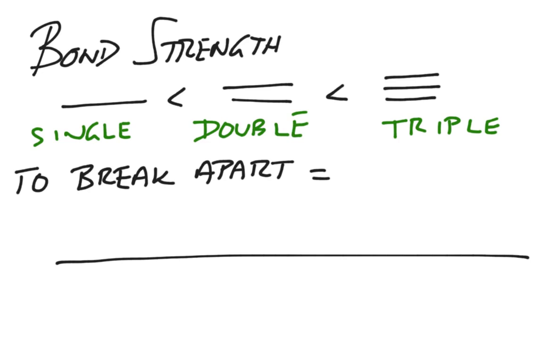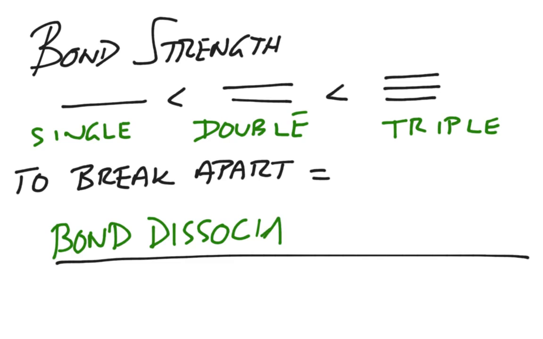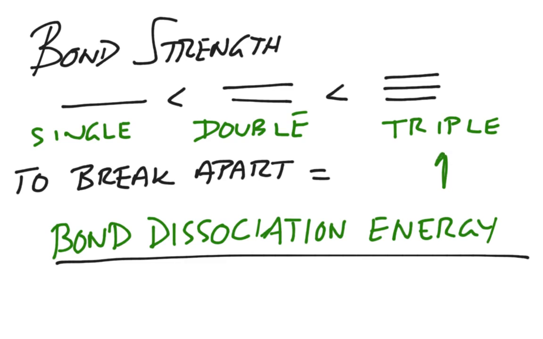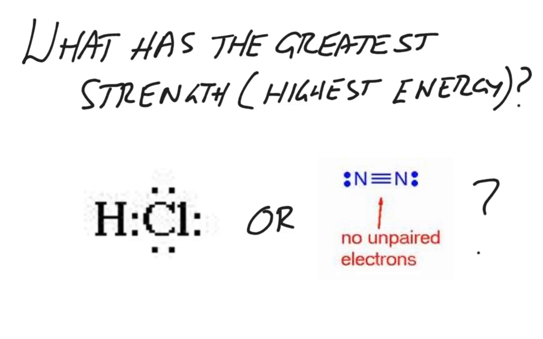In order to break apart any bond, a certain amount of energy is required. The term for that is the bond dissociation energy. What type of bond would have the greatest bond dissociation energy? Hopefully, you came up with the answer of a triple bond. Okay, so looking at these two Lewis structures, which one has the greatest strength, the highest energy, the most energy required to break it apart?